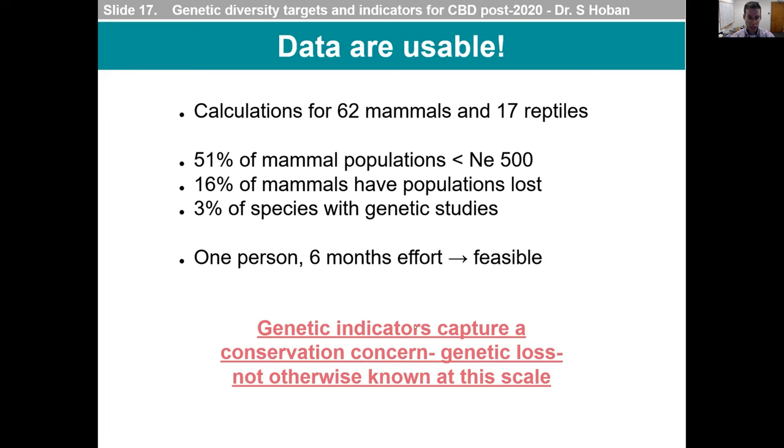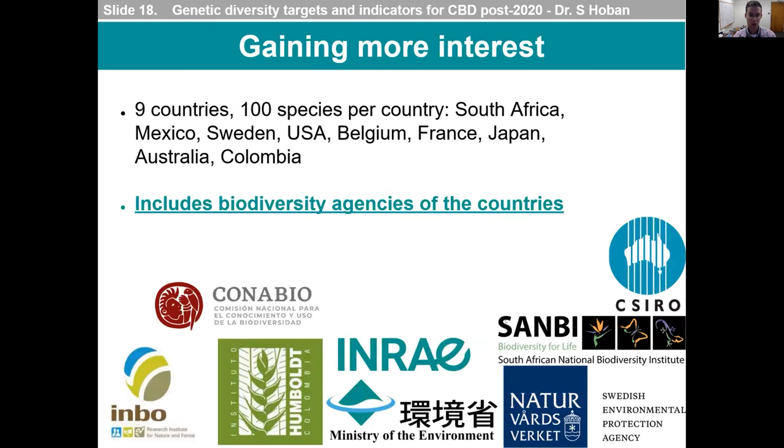Importantly, genetic indicators have captured a conservation concern, genetic losses at a really massive scale that would otherwise not be documented. We are now testing and deploying these indicators with partners in 9 countries. And importantly, we are working with personnel from the biodiversity agencies of these countries to ensure that these indicators, and the knowledge gained from them, are put to practical conservation use. And you will hear from some of these representatives today.